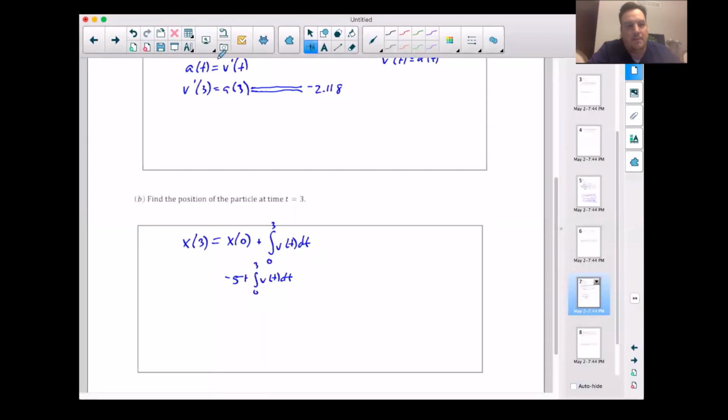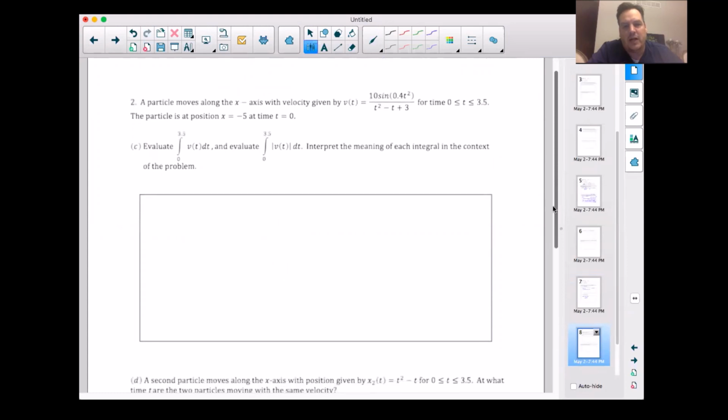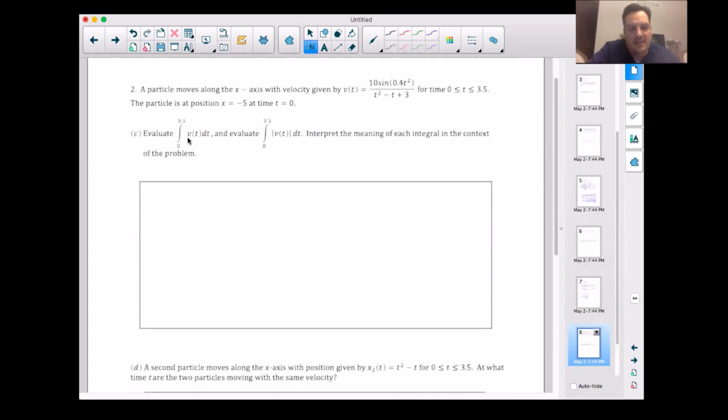So let me jump back here to our screen just to show you the very end of this problem. And I know that we're a few minutes over, so I promise you that we're not going to finish all of these, but just to point out a couple things to you. Part C says evaluate the integral of velocity and evaluate the integral of the absolute value of velocity. Notice they did change the limits a little bit to 3.5 now. So those are just things that you would type into your calculator, and then you would just show them on the answer key. And then it says interpret the meaning of each of those.